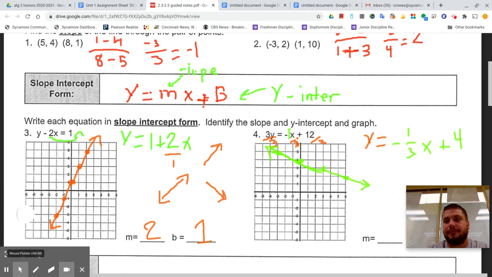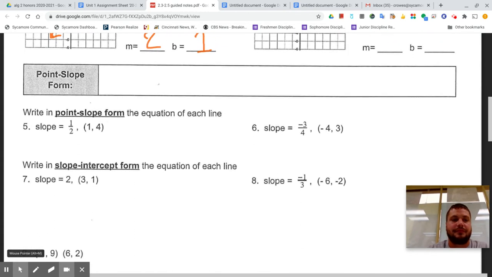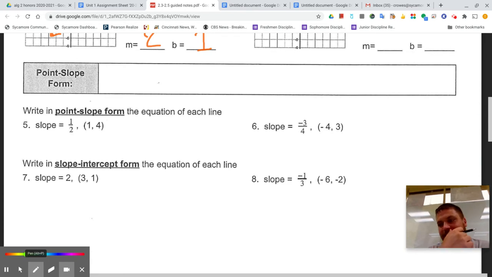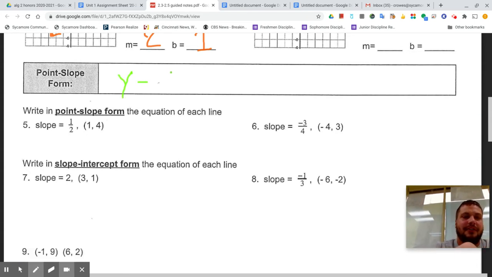All right, moving right along. Point slope form. Point slope form is called point slope form because the information in point slope form is a point and the slope. So again, these names make very common sense. That is y minus y1 equals m parenthesis x minus x1.